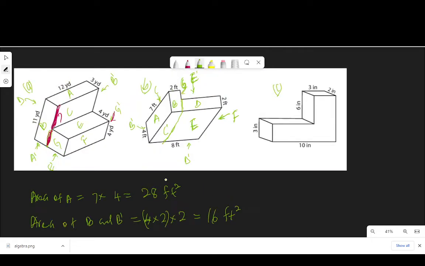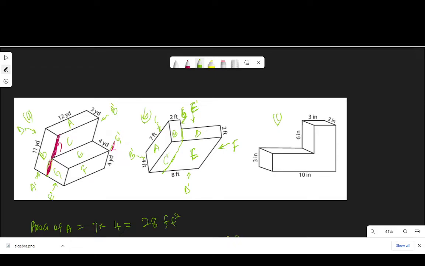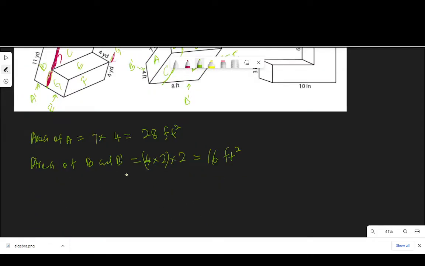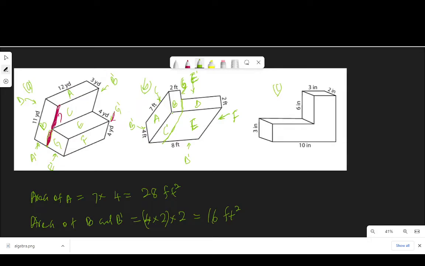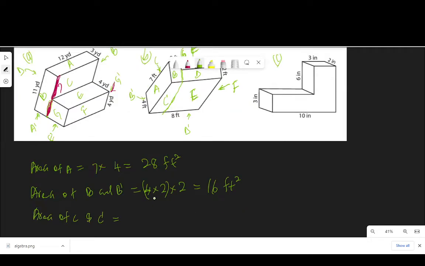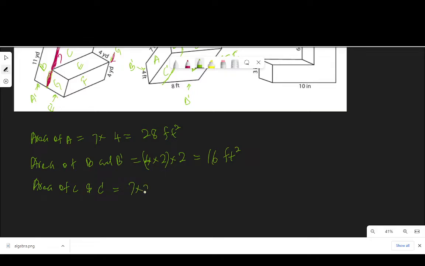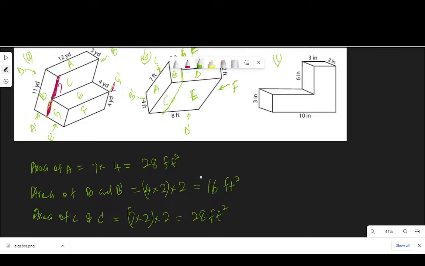Then area of C and C prime. This is C here and C prime. The length is 7, the width is 2. Area of C and C prime is this length multiplied by this width. The length is 7 and the width is 2, times 2. 7 times 2 is 14. 14 times 2, 28 feet square.